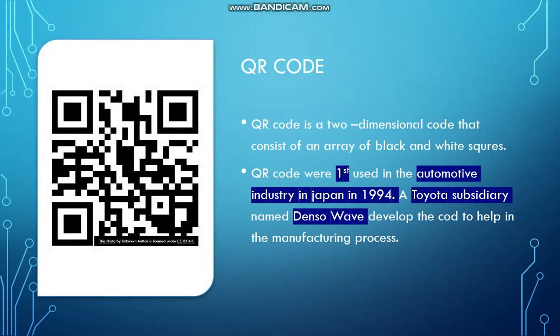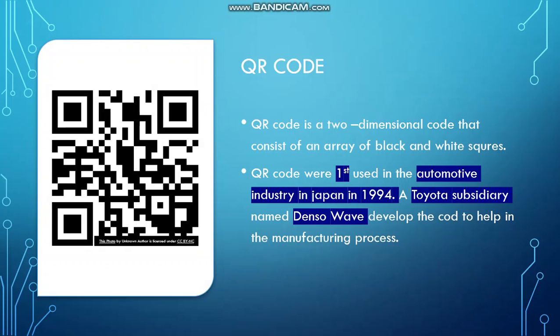The next one is a QR code. A QR code is a two-dimensional code and it consists of an array of black and white squares. Basically, we see QR codes in any shop. Like if we want to pay by using Paytm or PhonePe, generally we ask for the QR code, and by our phone we can scan the QR code and pay.